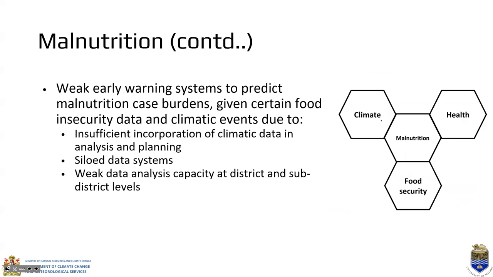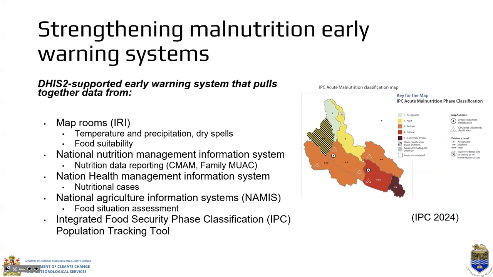So one thing from the conversations that we've had is that there seems to be some gap despite the efforts that are there, between seeing given climatic conditions and then an uptick in cases of malnutrition, for example. This is mainly due to weak early warning systems. The reasons are inadequate use of climatic information in decision making or making predictions, but also a lot of the useful systems that can feed into the analysis and required predictions are siloed. And also, in the way information is presented, there may be weak capacity at district and sub-district level to make the appropriate decisions. So what then are we trying to do?